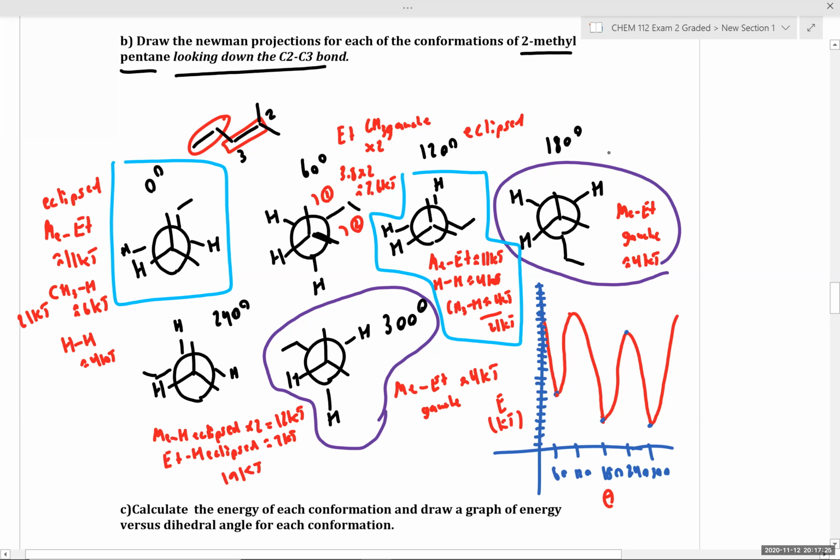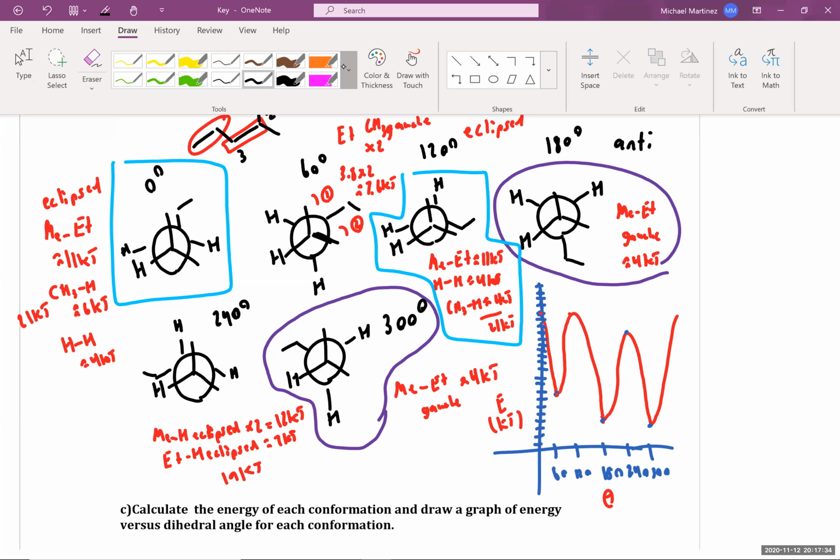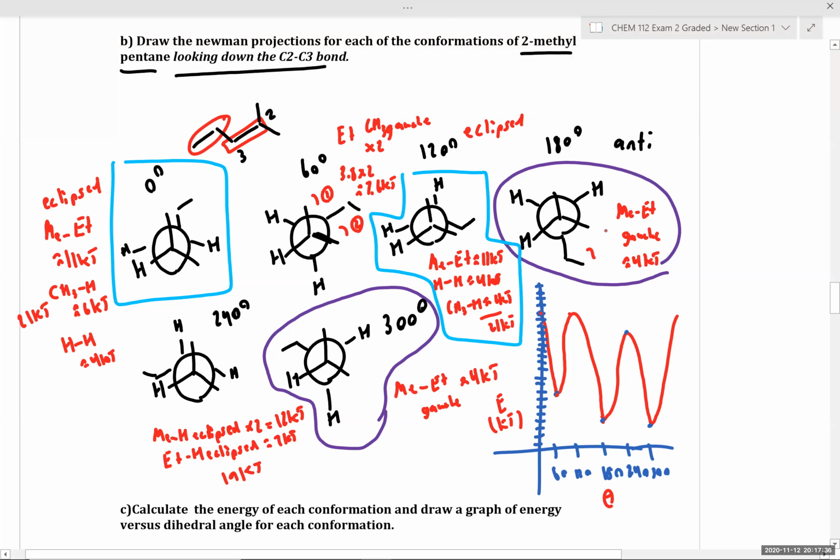Finally, we have our anti arrangement where our bulky substituents are 180 degrees apart and we only have a single methyl-ethyl gauche interaction, which costs us about 4 kilojoules of strain.